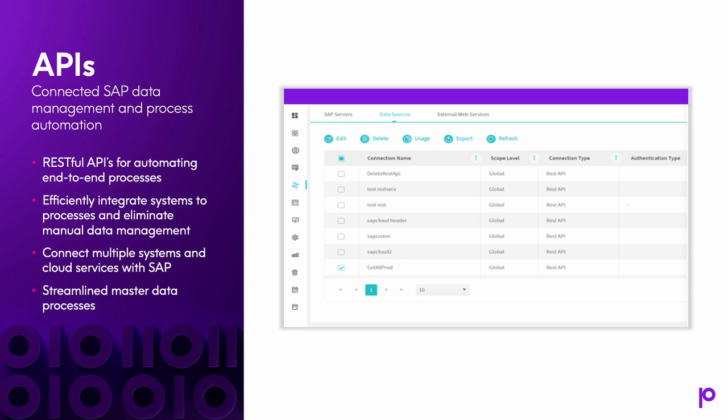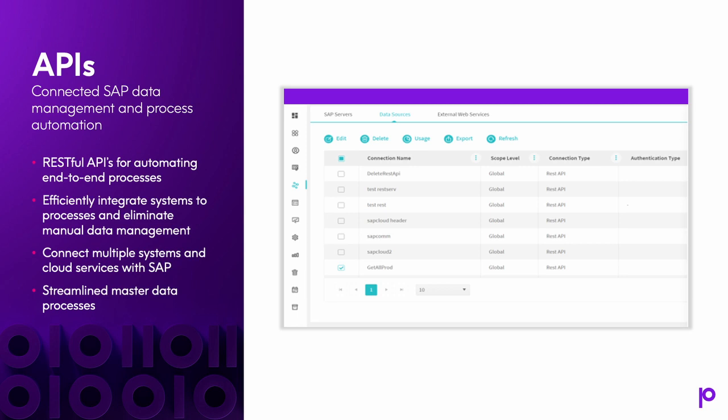So we're going to talk about that, and we're going to talk about what we have to offer around API connectivity. Today, we're going to talk about the RESTful APIs that we recently introduced for the Evolve and Automate Studio Manager products. And what these help you do is manage and automate a broader end-to-end processes by connecting multiple systems and cloud services with SAP.